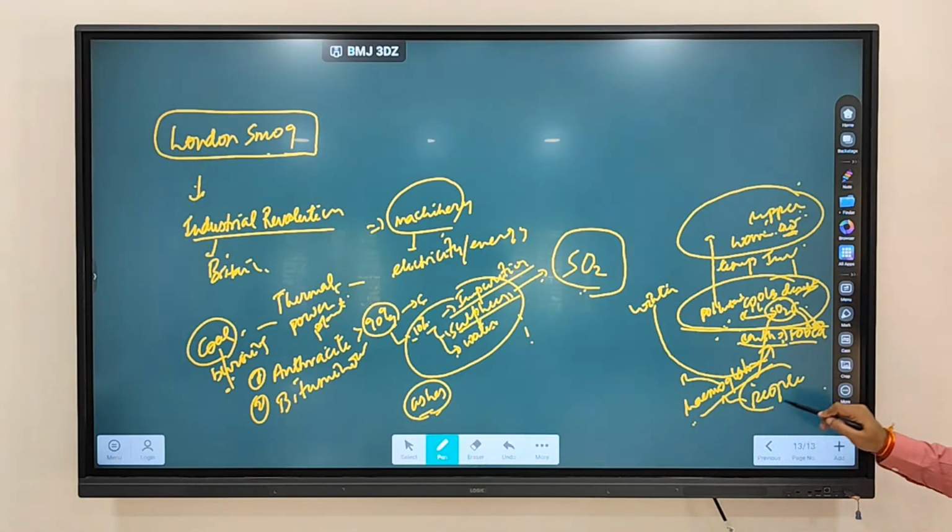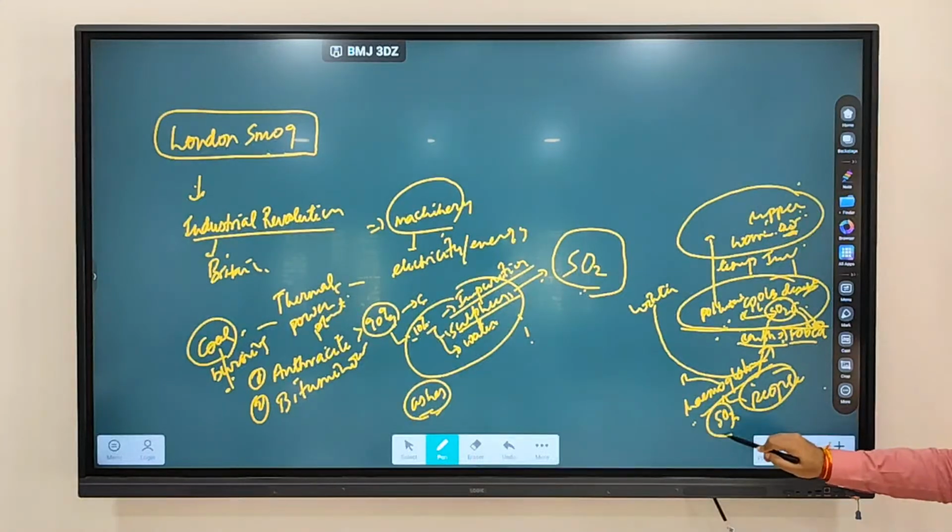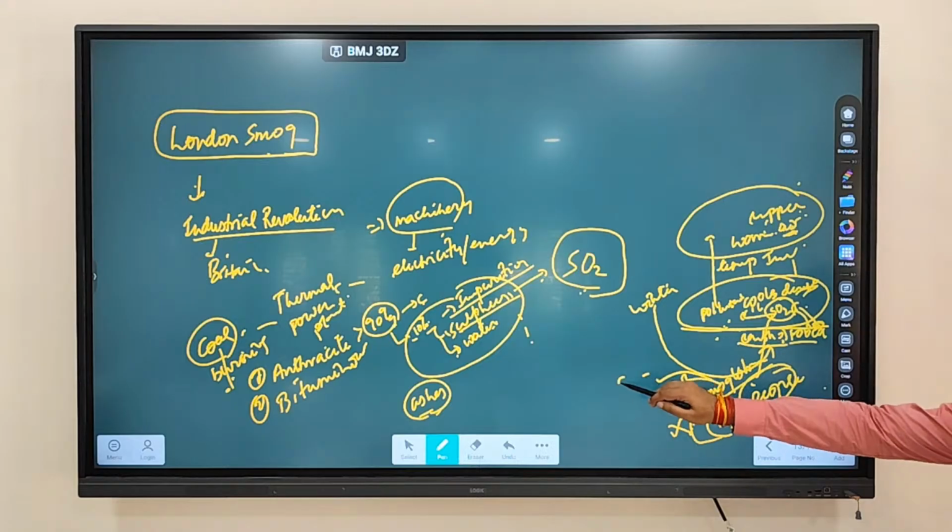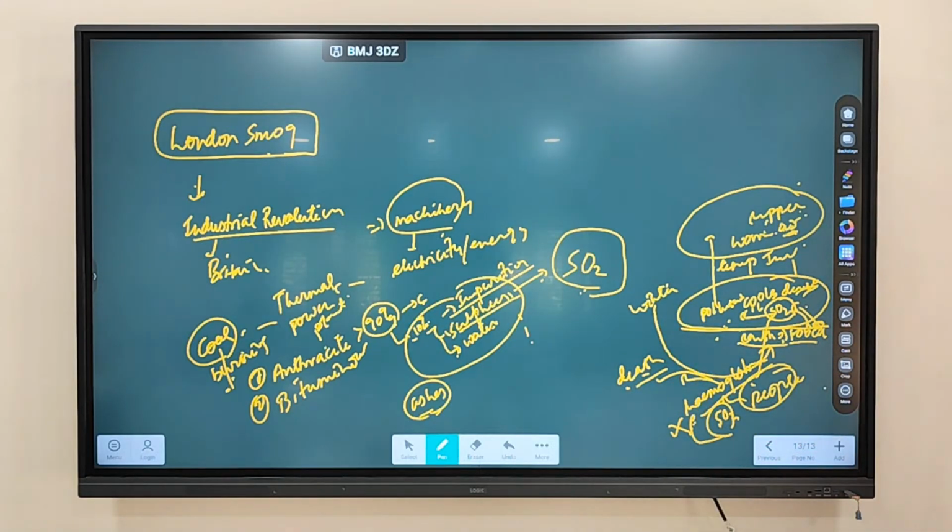So if sulfur dioxide binds with this, then what will happen? Oxygen will not be supplied to the cells. If oxygen is not supplied to the cells, what will happen? People will die off. Clear? So this has led to a lot of deaths. So that's why it is called the London smog.